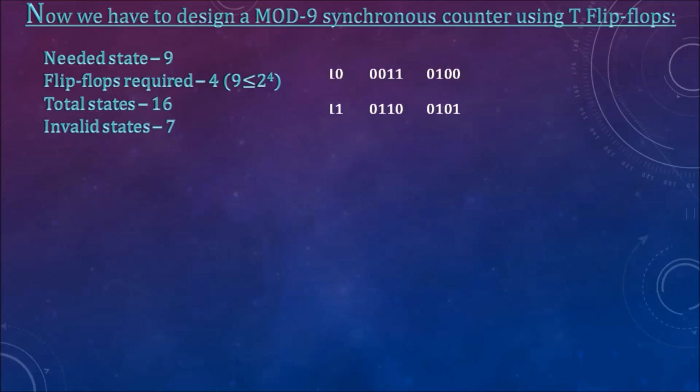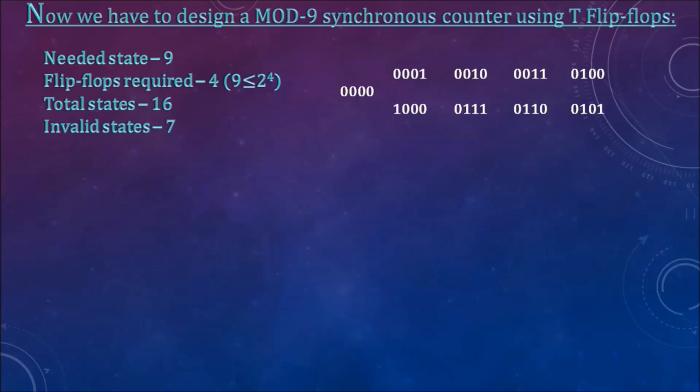And this is the Mod-9 counter. You see the arrows for 0, 1, 2, 3, 4, 5, 6, 7, 8 and 0. We do not go to 9. From 8 we go back to 0.